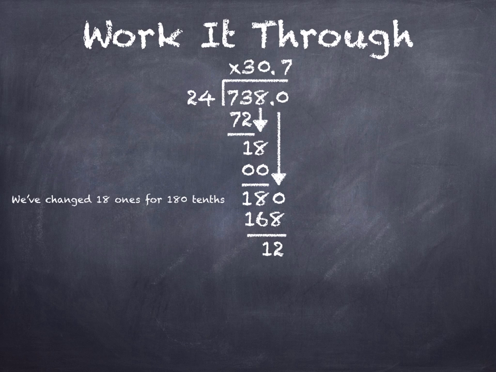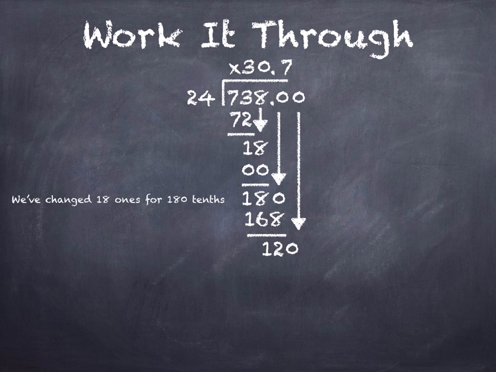I still have stuff left over. So what do we do? Well, just like we've always done before, I've got to change them for the next smallest thing, which would be hundredths, right? So in order to do that, I'm going to add an extra 0 up in my hundredths place to show that I don't have any hundredths to start with. I just have 0. And I'm going to bring that 0 down. So I've changed my 12 tenths for 120 hundredths. It's the same thing. 12 tenths and 120 hundredths, that's the same.